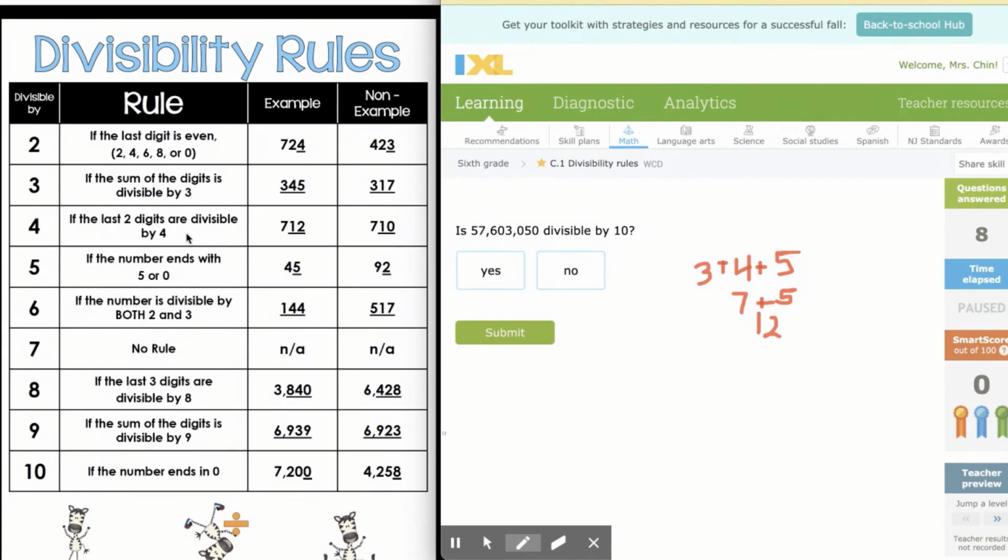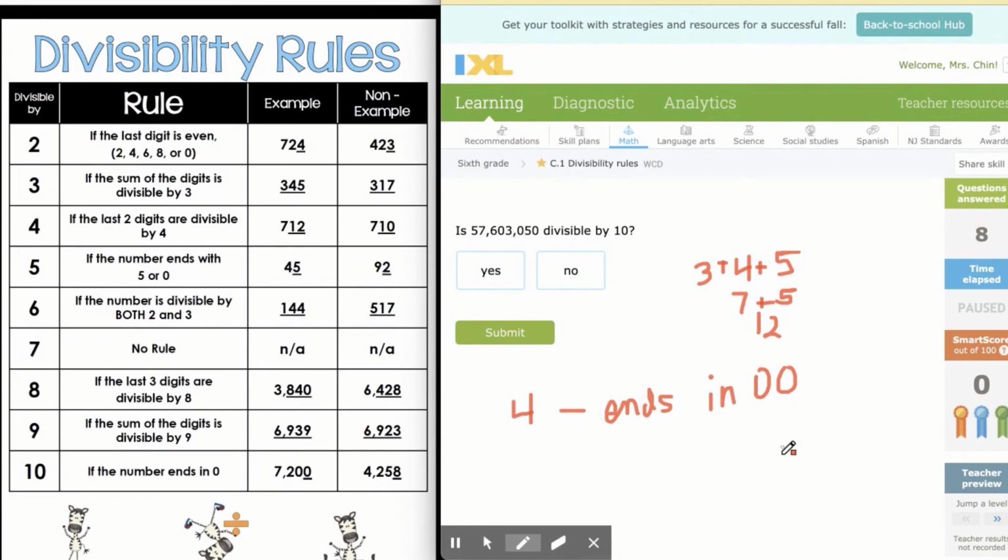All right, that brings us to the rule for 8. Unfortunately, there's no rule for 7, at least not on this list. I think there's a complicated rule elsewhere. But the rule for 8 is if the last 3 digits are divisible by 8. So that one is very similar to the rule for 4. You may have to do a little math on that one, actually do the division for the 3 digits, which is a lot easier to do than it is for 4, 5, 6, 7 digits.